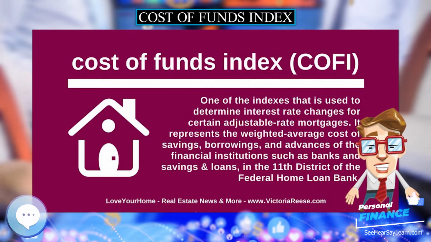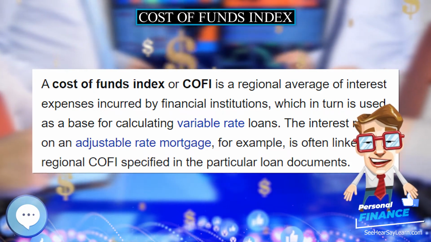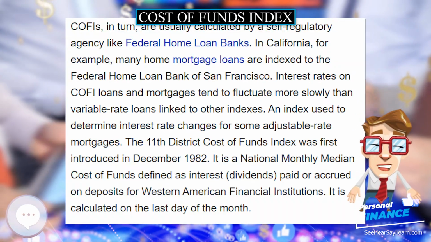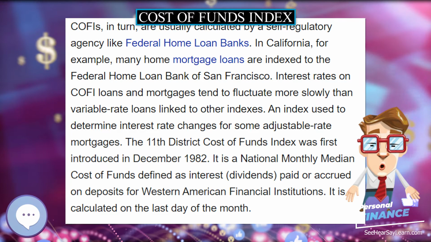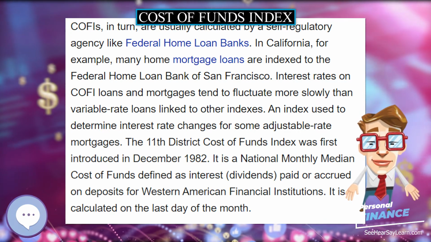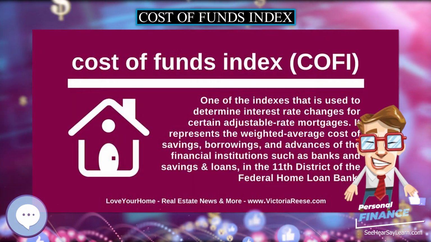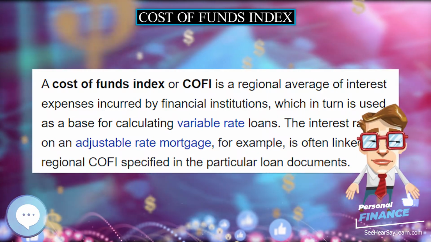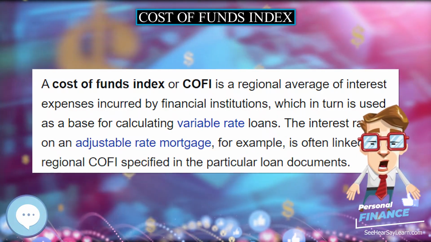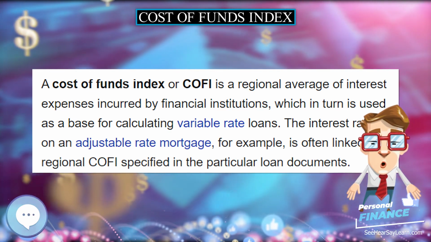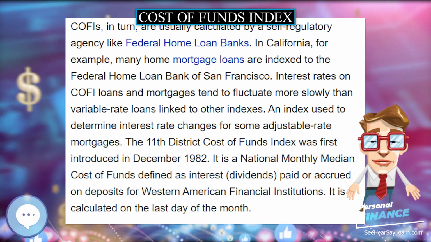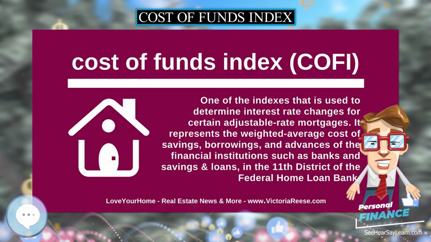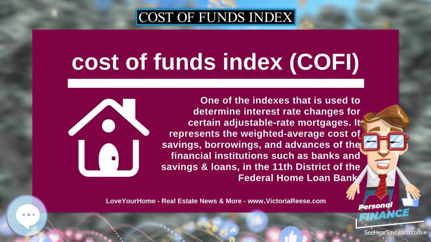An index used to determine interest rate changes for some adjustable rate mortgages. The 11th District Cost of Funds Index was first introduced in December 1982. It is a national monthly median cost of funds, defined as interest and dividends paid or accrued on deposits for Western American financial institutions. It is calculated on the last day of the month. Cost of funds interest expense divided by the average of the current and previous year's deposits plus borrowings.